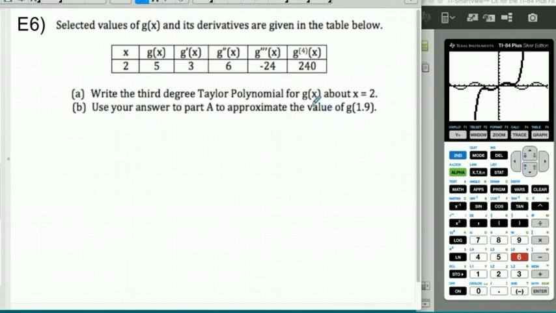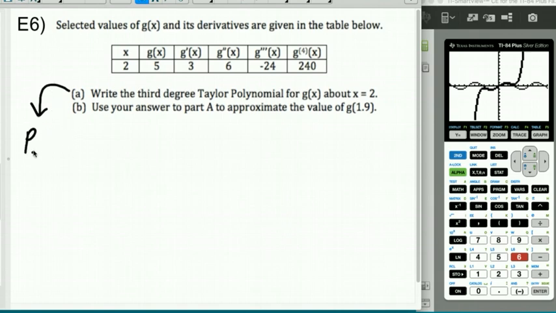You look at this and you start to panic, and you think, oh no, I don't know what to do. This is horrible, right? Selected values of g of x and its derivatives are given below. Notice that all of these derivatives are given at x equals 2, right? So this is g of 2, which is g prime of 2. This is just a clever way to try and trick you. Write a third-degree Taylor polynomial for g of x about x equals 2.